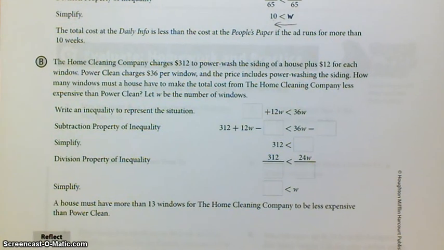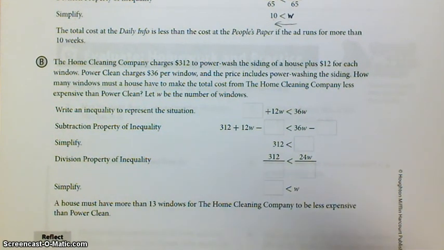All right, then we have Home Cleaning Company. The Home Cleaning Company charges $312 to power wash the siding of a house, plus $12 for each window. Power Clean charges just $36 per window, and the price includes power washing the siding. So how many windows must a house have to make the total cost from the Home Cleaning Company less expensive than the Power Clean? Let W be equal to the number of windows.